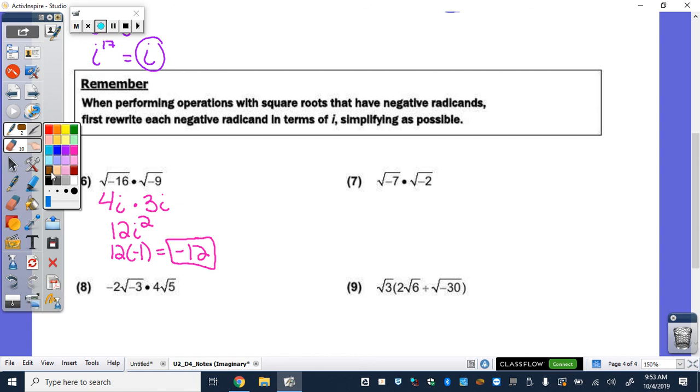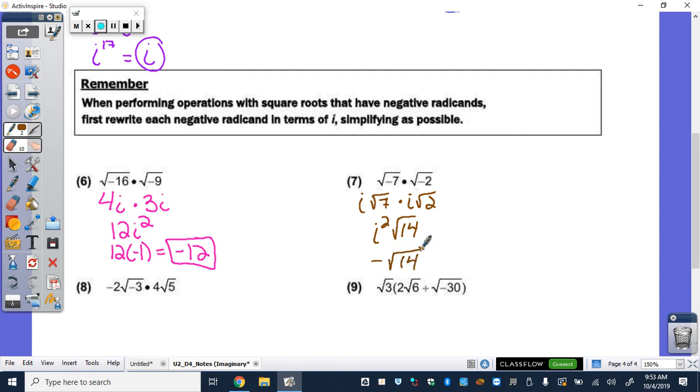Taking a look at number 7, negative comes out as an i, so we got i radical 7 times i radical 2. Take care of your i's first. So now out front, i times i is i squared, and then we get radical 14. But then i squared simplifies to -1, so we would get negative square root of 14, or -1 square root of 14.